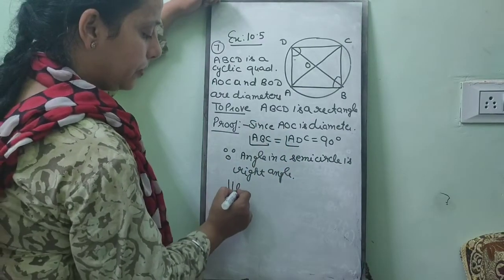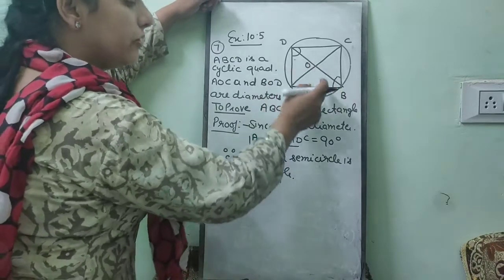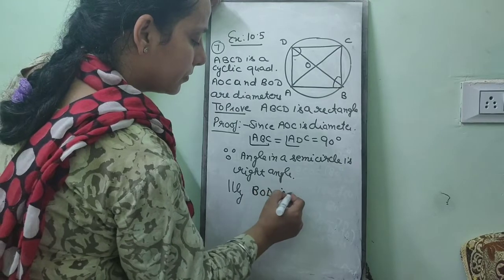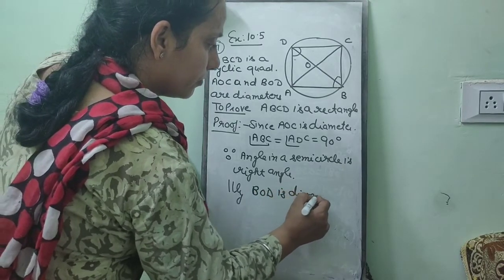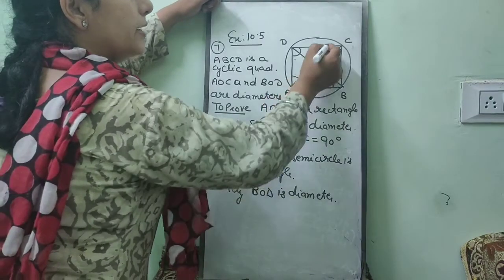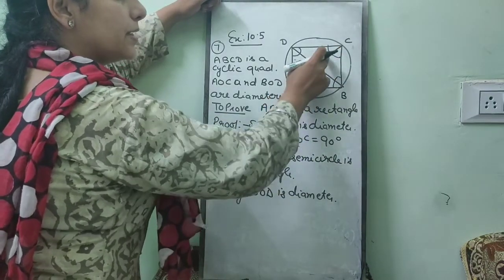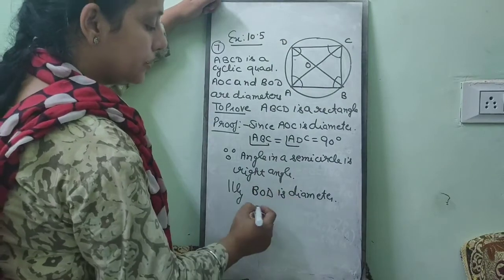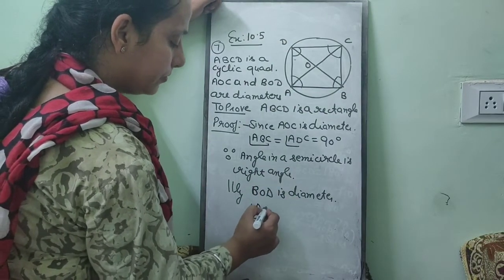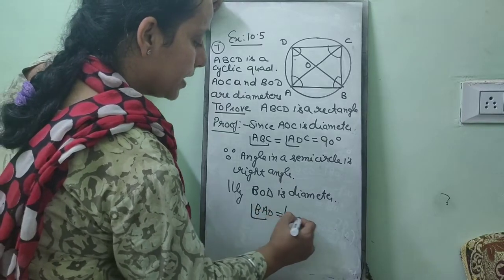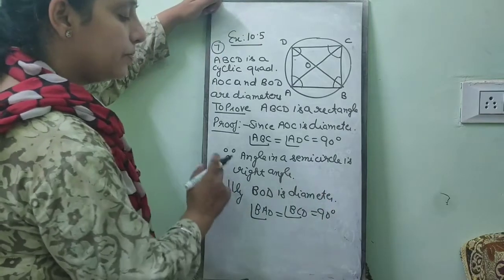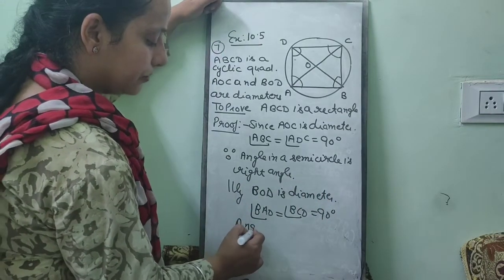Similarly, if BOD is a diameter, it means these angles A and C, these two angles, that is angle BAD is equal to angle BCD. Both will be 90 degrees. Reason is the same: angle in a semicircle.